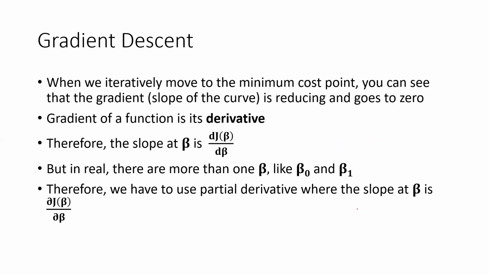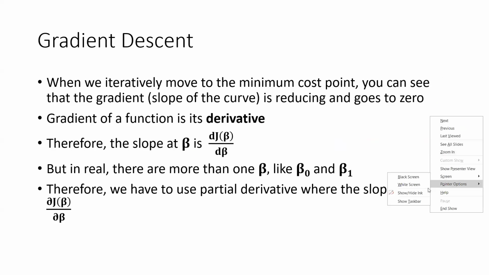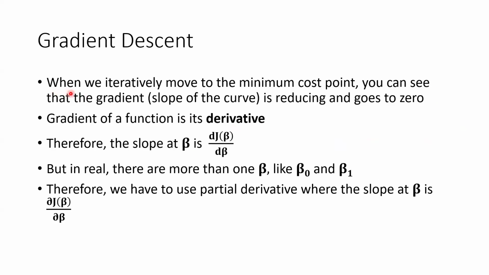So let's see how to quantitatively do the gradient descent algorithm. Although we can say that we can do it, this is exactly what we are going to do. Here we can say we iteratively move to the minimum cost point. You can see the gradient is reducing and goes to zero.